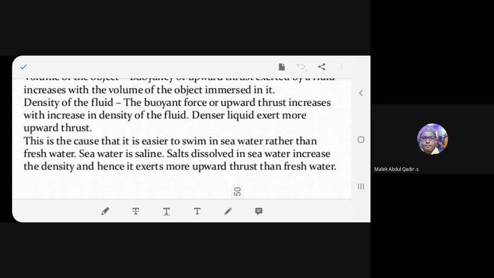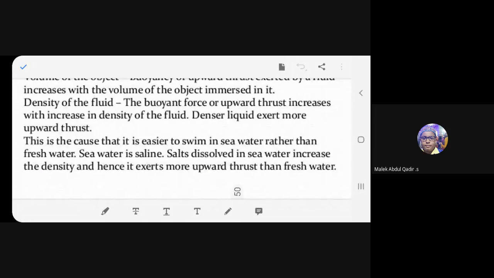Why? Because seawater is saline. Saline means salty. You know that seawater is salty. It has lots of minerals in it. So the salts which are dissolved in seawater increase the density of seawater, and hence it creates more upward force, or upward thrust, or buoyancy on the object, so the object remains afloat and doesn't sink as compared to fresh water, because fresh water has low density. Did you understand?